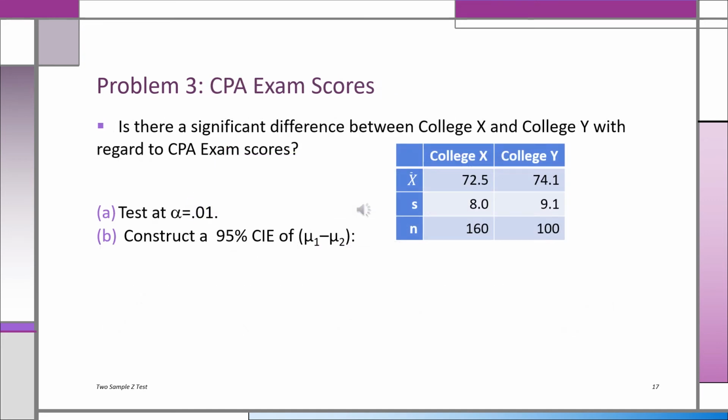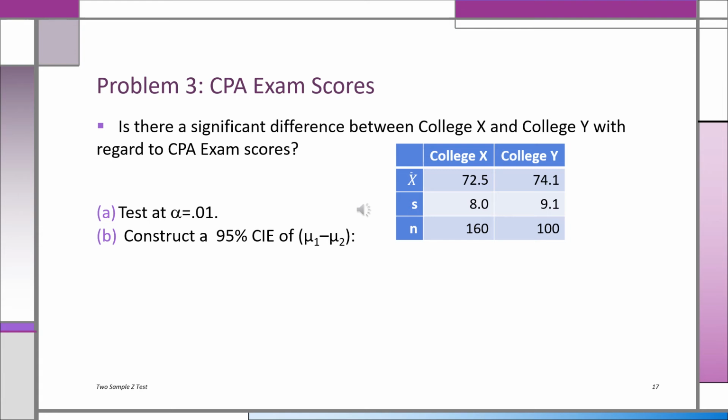In this problem, we're looking at two colleges. Colleges very often say, our students are smarter than your students, right? We have these arguments between Brooklyn College and Baruch College, and if you're at Queens, it'll be Queens versus Hunter. Everyone's fighting over this. So now one college is claiming that there's a difference in the CPA exam scores between College X and College Y.